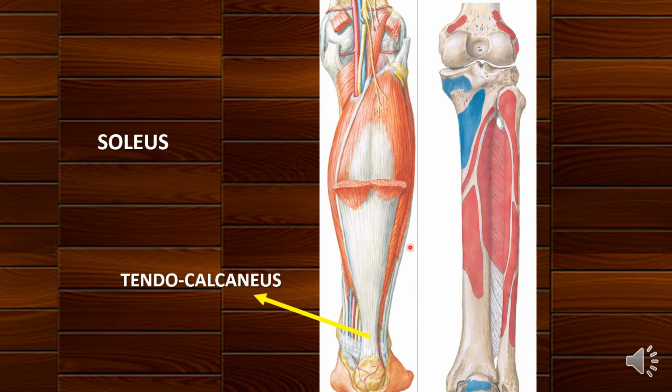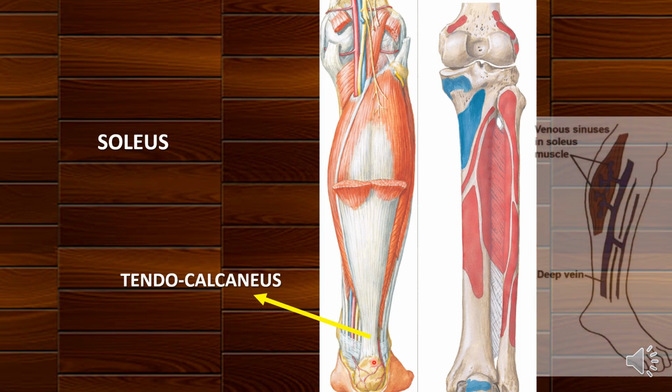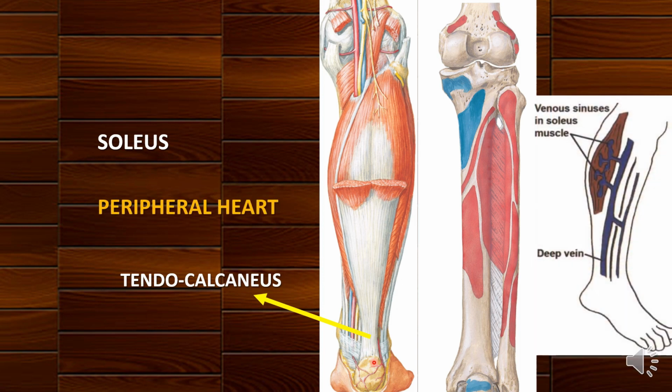That conjoined tendon of the triceps surae is called the tendocalcaneus, and that is going to be inserted into the posterior surface of calcaneum. Soleus is called peripheral heart because within the soleus muscle there are various venous sinuses which have no valves, and these are actually perforating veins. The soleus muscle is pierced by perforating veins that drain the blood from superficial muscles to the deep muscles, and they are arranged in the form of venous sinuses within the soleus, and they do not have any valves.